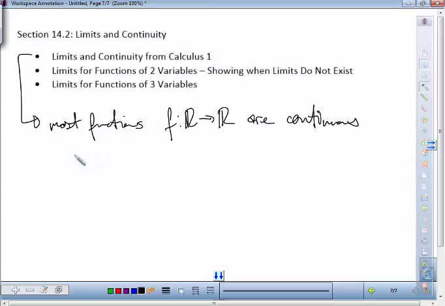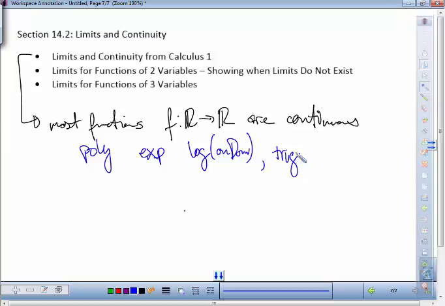Examples of continuous functions that you guys have dealt with are polynomials. Polynomials are continuous everywhere. Your exponential functions are continuous everywhere. Your log functions are continuous except for the places where they're not defined. So as long as you're within the domain of your log function, you're continuous. Your trig functions are continuous except for some of those, the tangent, the cotangent, and the cosecant. No, not the cosine. Well, whatever. As long as we specify that we're in the domain, you're continuous in all these different functions.